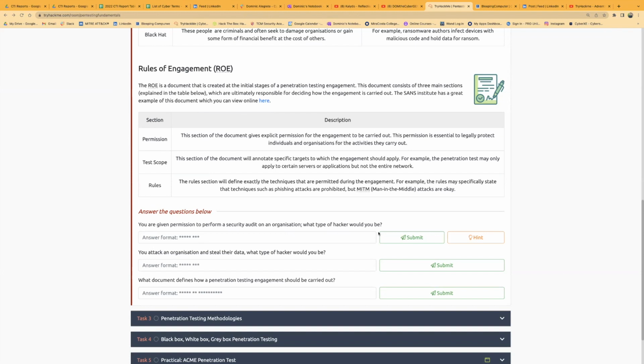So what basically is going to determine what the white hat hacker can actually test, right? So this is the variety they're able to do. Maybe they're only allowed to do the whole network. Maybe they're only allowed to do one application. So that determines it. And then the rules.